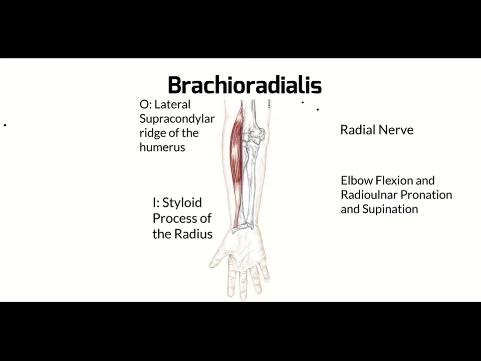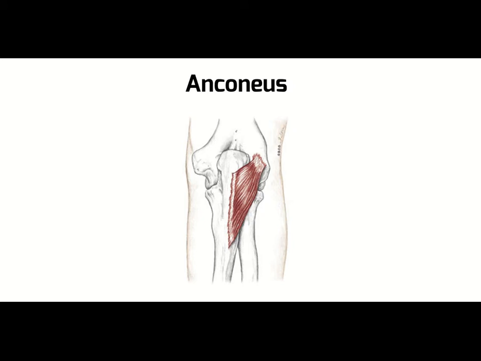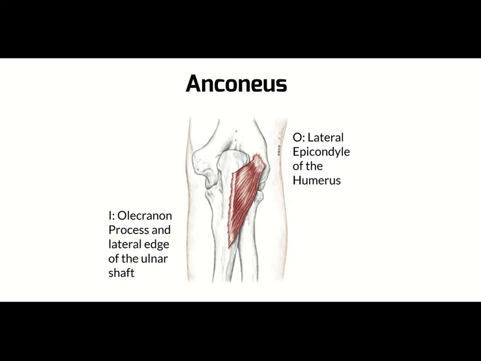The anconeus is a triangular muscle, and it originates on the lateral epicondyle of the humerus, and then it runs medially and kind of inferiorly, and it attaches on kind of the length of the posterior side of the olecranon. So it originates on that lateral epicondyle of the humerus, kind of on the posterior aspect of that lateral epicondyle. It inserts on the posterior aspect of the olecranon process and the lateral edge of the ulnar shaft. It's innervated by the radial nerve and is a weak elbow extensor.